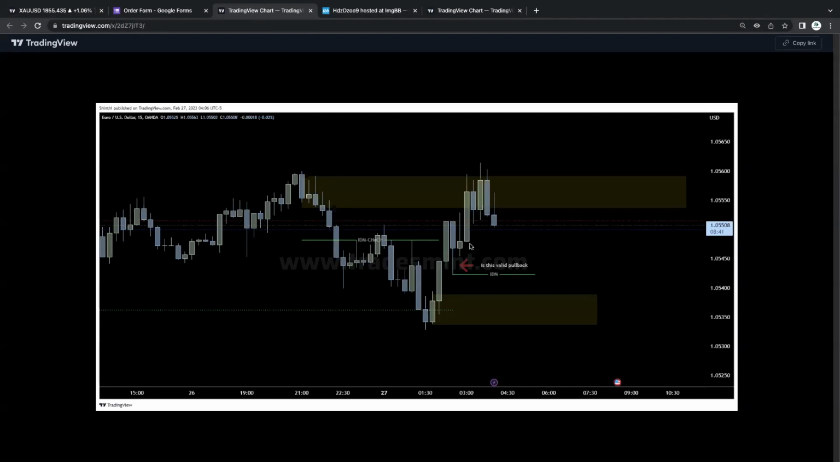This is a valid pullback. Yes, sir, this is a valid pullback because the previous candle low is broken. That's why.